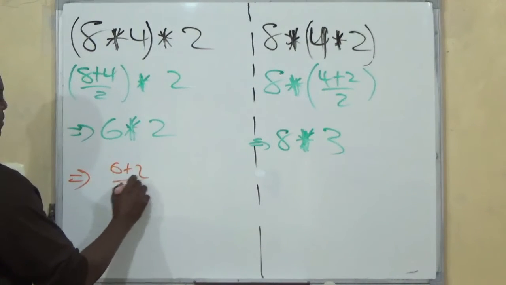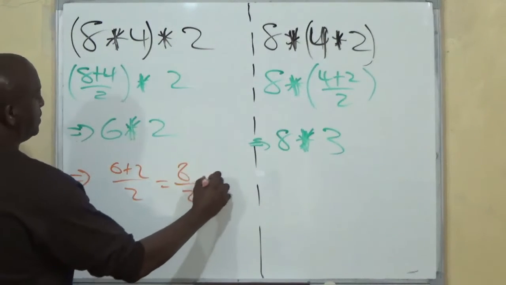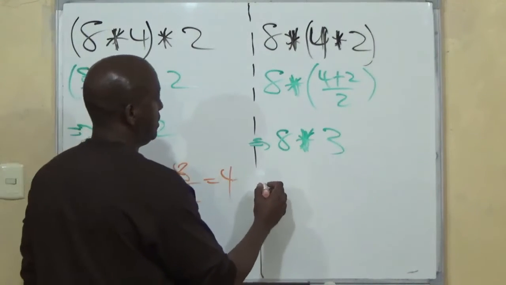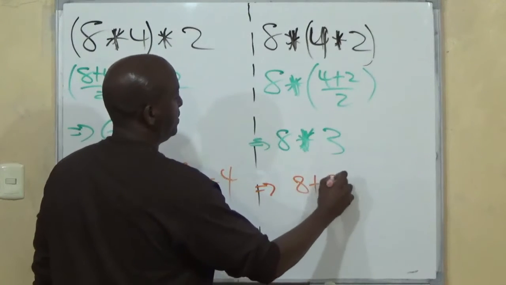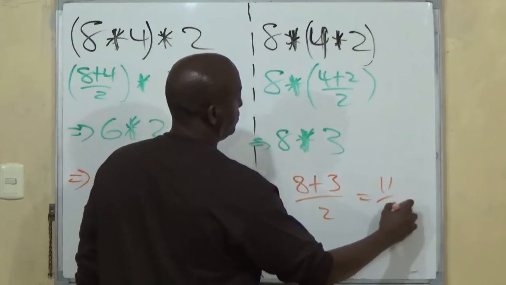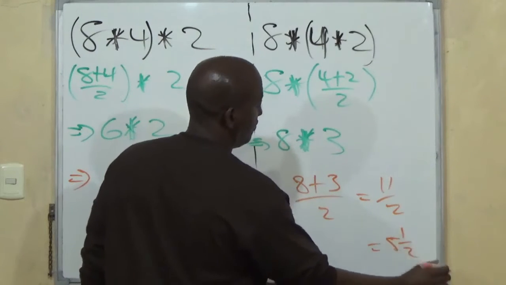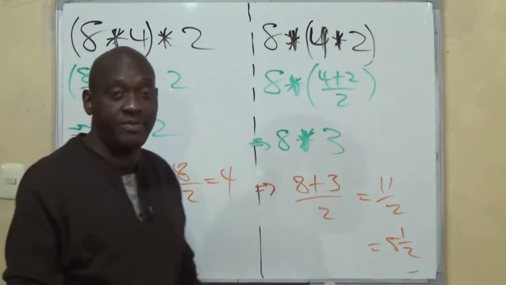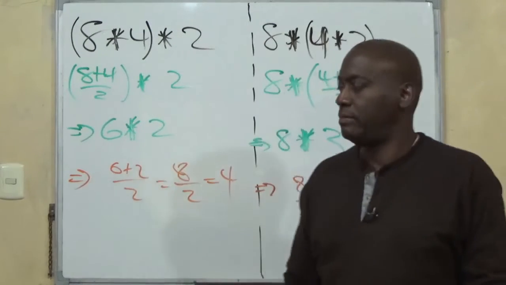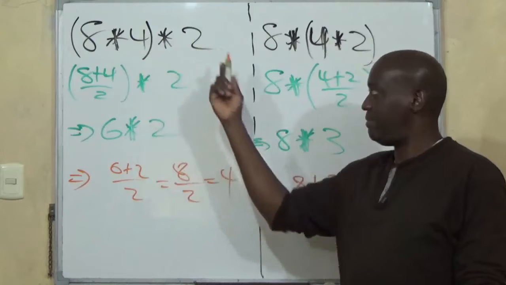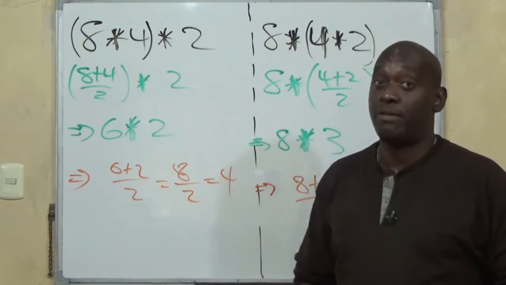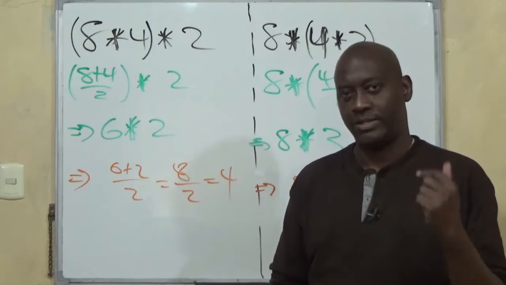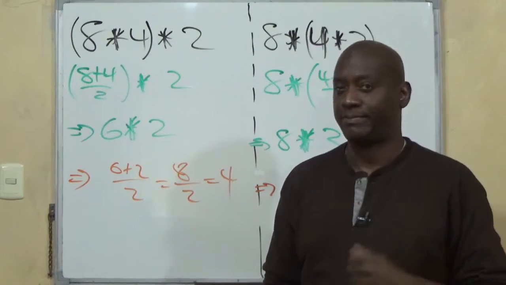6 plus 2 over 2, which is 8 over 2, which is equal to 4. And over here, 8 star 3 is equal to 8 plus 3 over 2, which is 11 over 2, which is equal to 5.5. Right? So you see for yourself, using simple examples, using the same values that we were dealing with before, that binary operations are not to be assumed as associative.